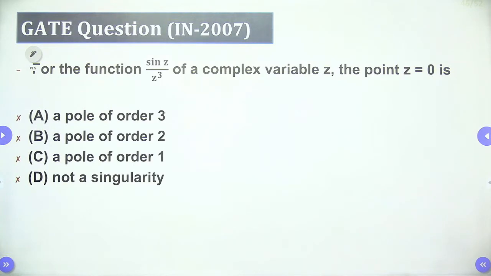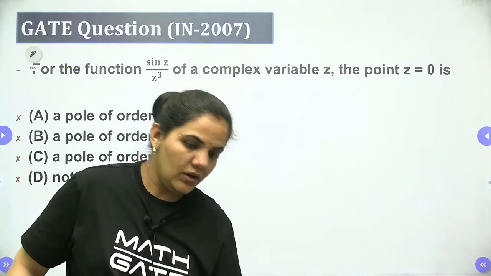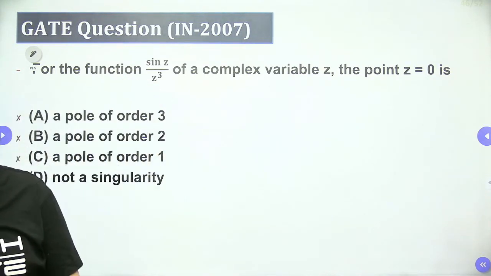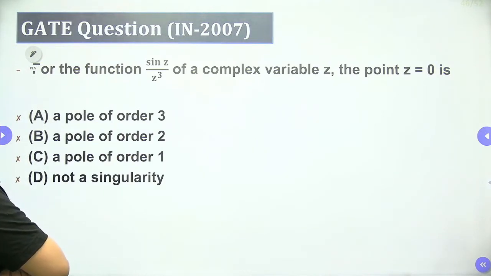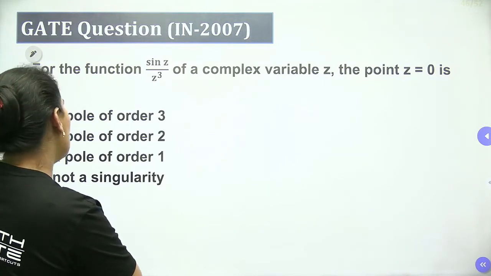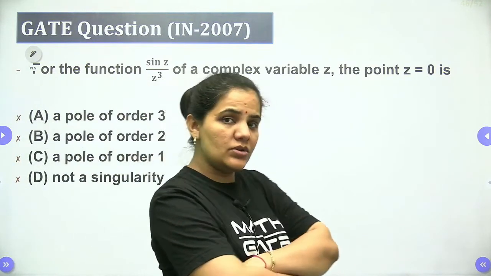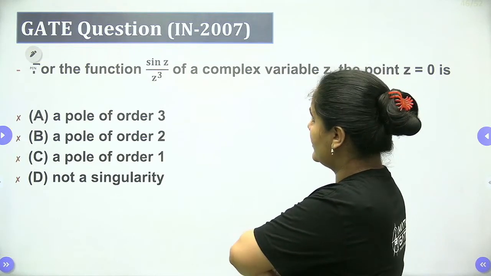So the question was, we have to find the pole. For the function sin z by z cube of a complex variable z, the point z equals 0 is what? A pole of order 2, order 3, order 1, or not a singularity.